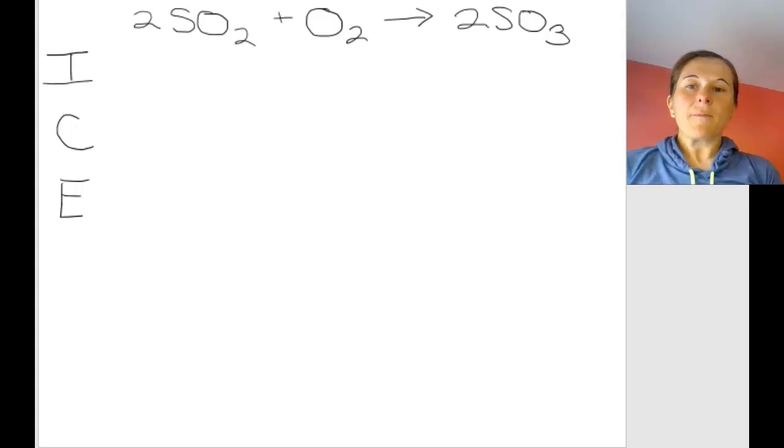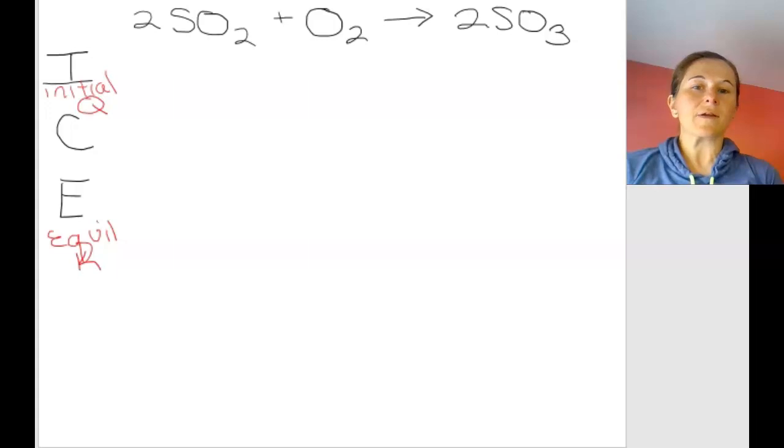We are going to actually solve this problem, but I want to put some notes in here. So I am going to grab a different color to write my notes in. I stands for initial. So I is going to help us solve Q. E stands for, you got it, equilibrium. And E is going to help us solve for K.